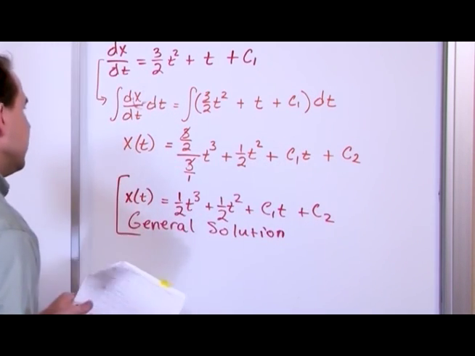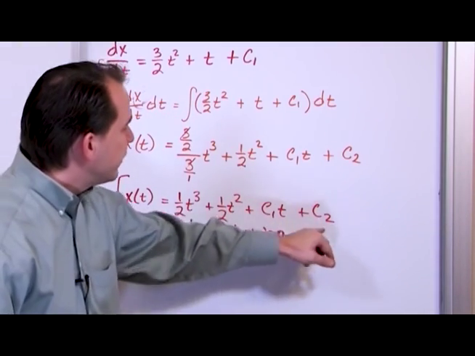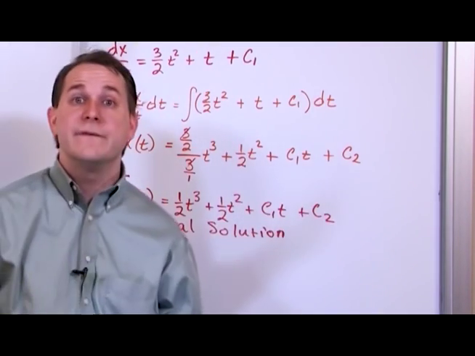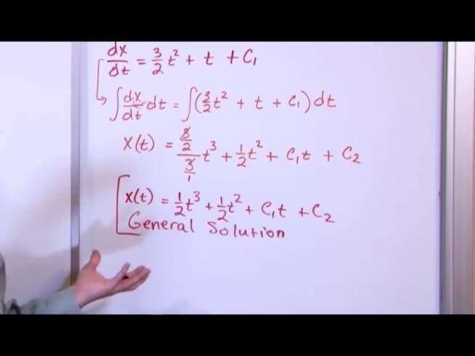That is the general solution. You just integrate as many times as you need, and notice that there's 2 constants of integration here. And that means that this is an infinite solution set, basically. There's an infinite number of ways in which this solution could be constructed.